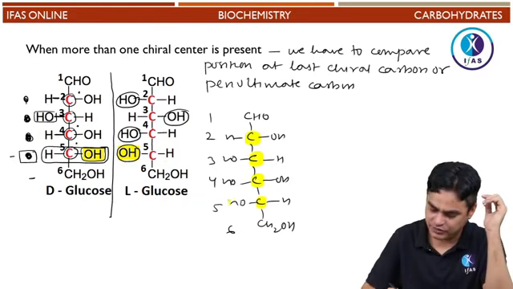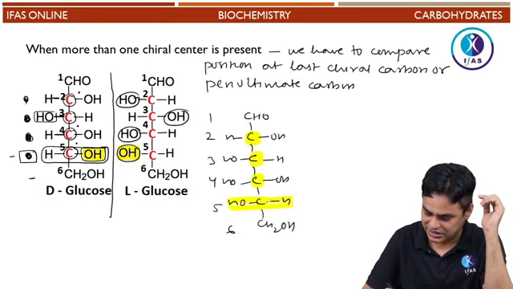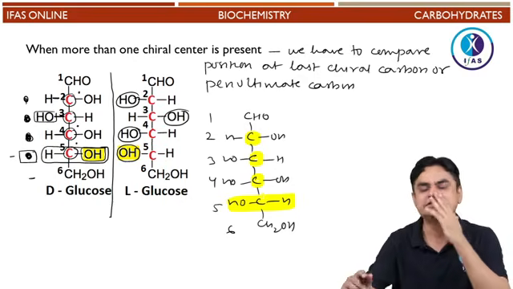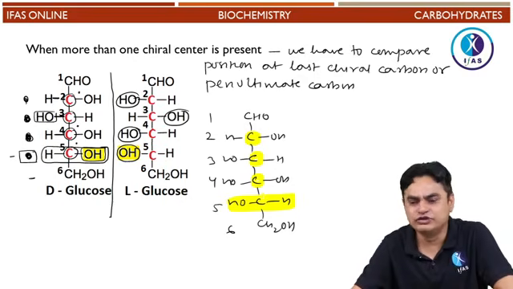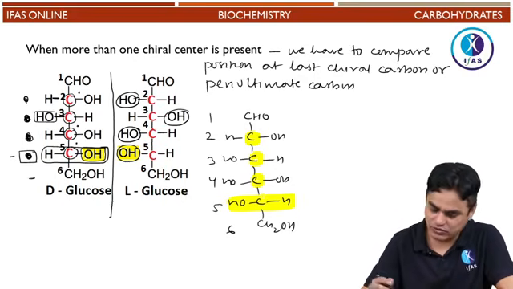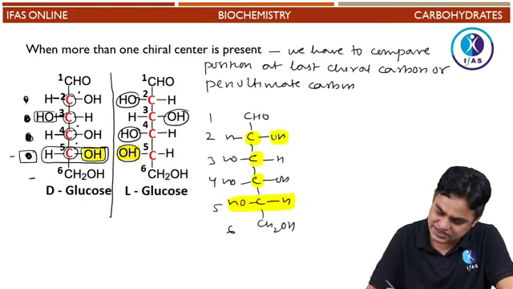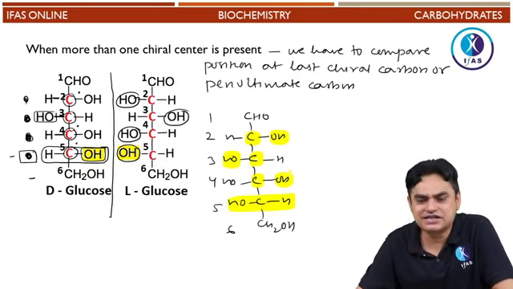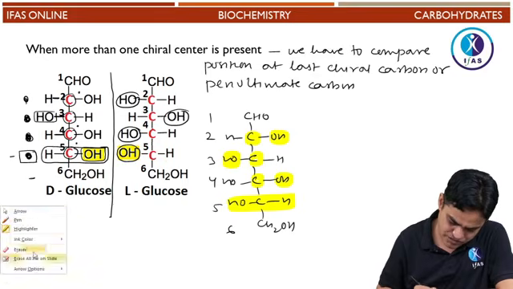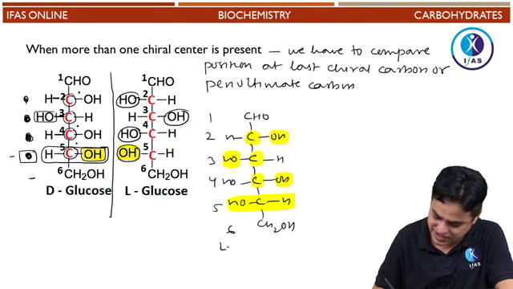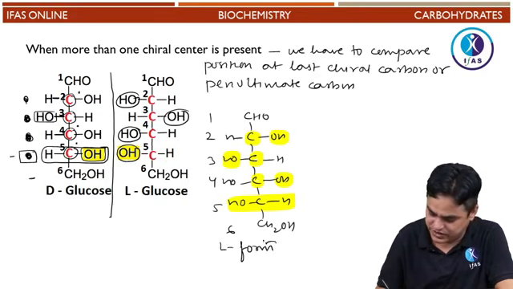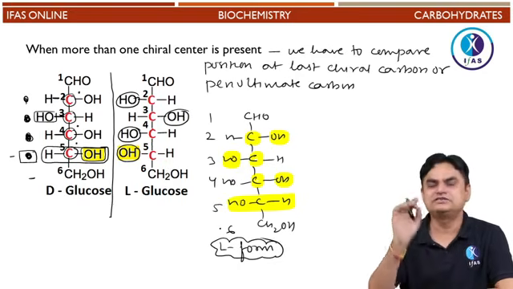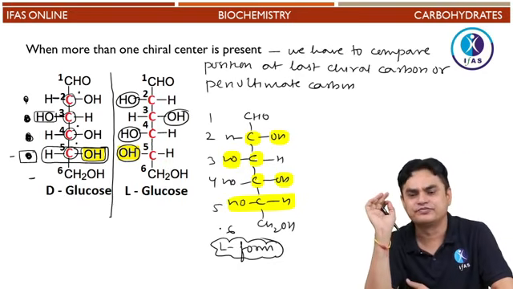Why L form? Because you have to look at the last chiral carbon, and at the last chiral carbon the OH group is on the left side. You will say that this is the L form of sugar. Although here the OH group is on the right side, here it is on the left side, here it is on the right side, you have to compare the last chiral carbon. On the basis of that only you will be able to tell that this is the L form of sugar. You don't know the name, that's fine, but at least you can say that it is the L form by looking at the structure.